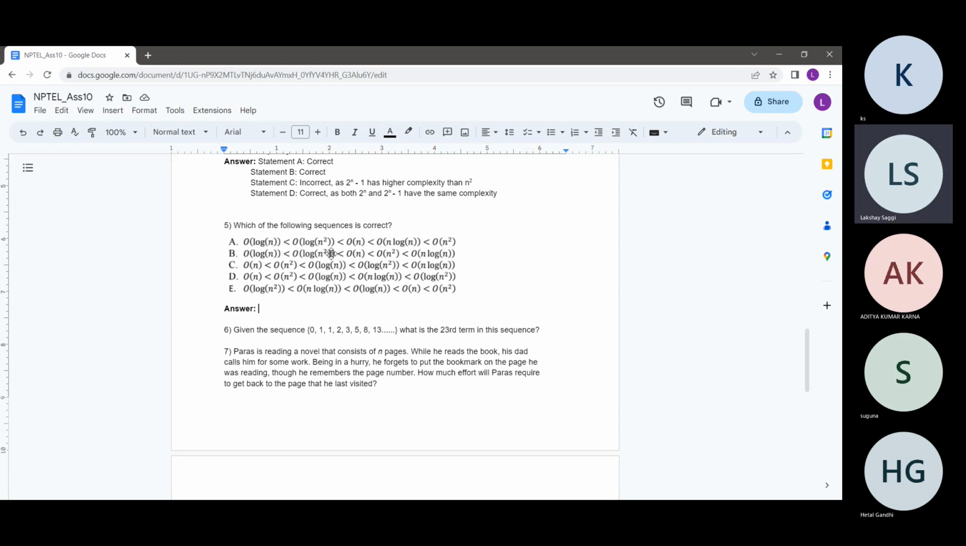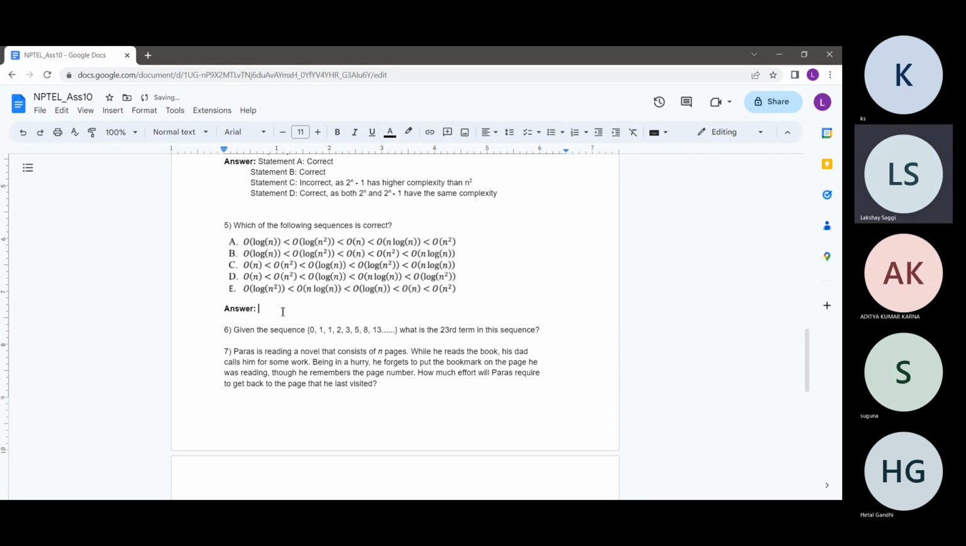Okay, there's a correction, I believe. Sorry. While seeing the question, I just realized that this log n square should instead be log n whole square. Yes, Case is saying option A is correct. So your answer is on the right track.